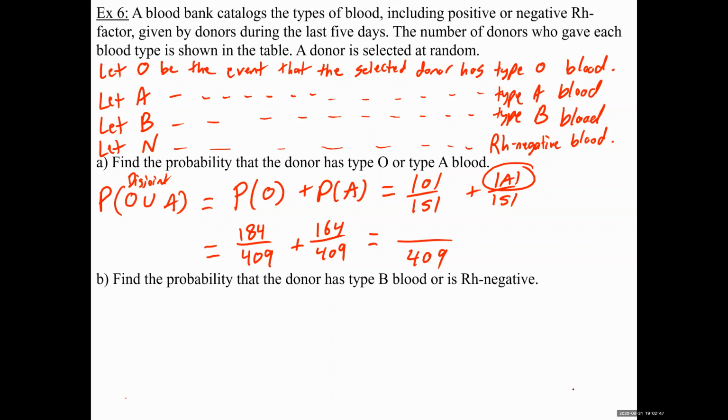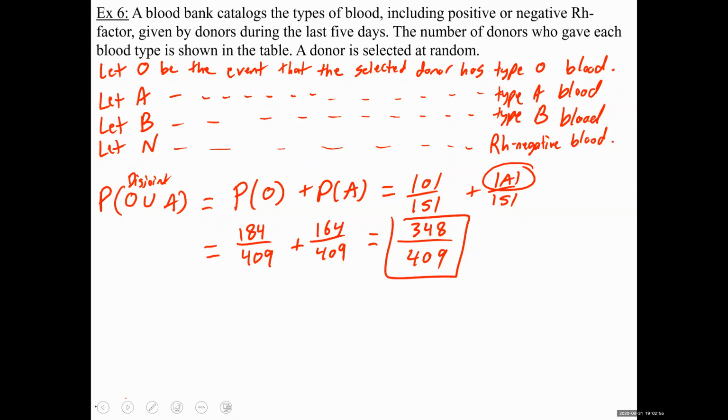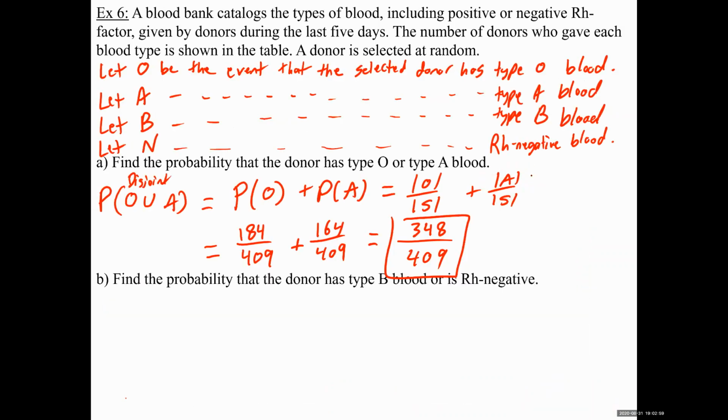I'm getting 348. Is that right? 184 and 164. I'm going to check one more time. Yeah, 184, 164. Perfect. Okay. That's part A. Questions? Well, this is part B. Part B says find the probability the donor has type B blood or Rh negative blood. Someone give me the notation for this one.